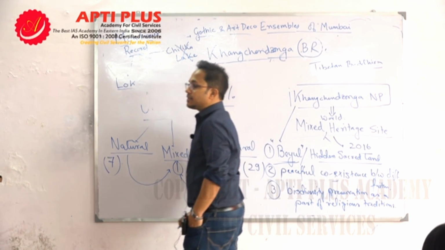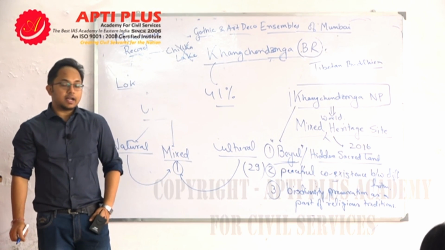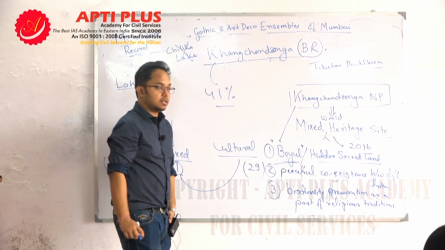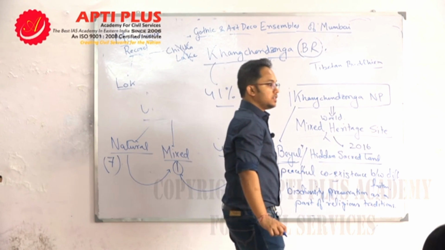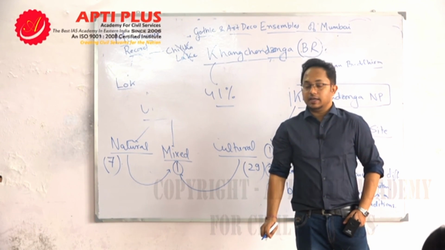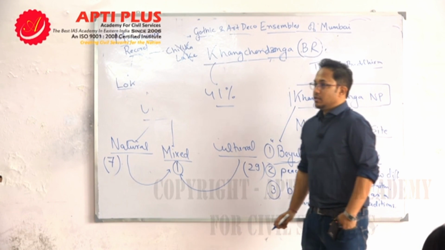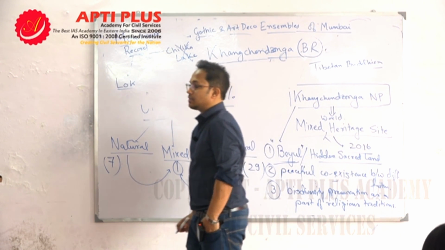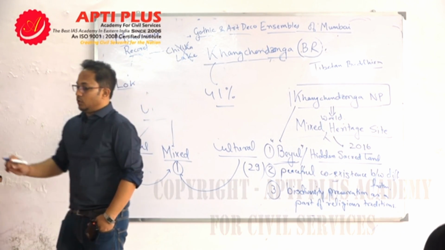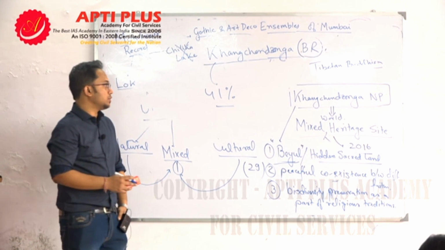It is India's highest biosphere reserve in terms of altitude. India's highest biosphere reserve is Kanchenjunga Biosphere Reserve, and it is also one of the world's highest ecosystems. Okay? So it is India's highest biosphere reserve. It is also one of the world's highest ecosystems in terms of altitude.